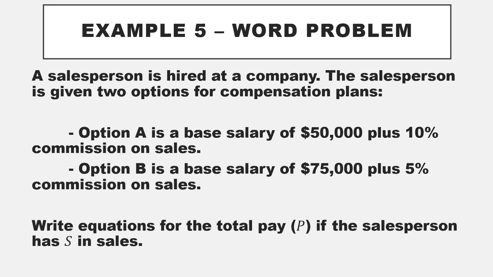So what is the total pay in each option if the salesperson sells S in sales? You have to know how commission works. If I sell $100 and it's 10% commission, I get $10. If I sell $100 and it's 5% commission, I get $5. So option A is a base salary of $50,000 plus 10% commission.